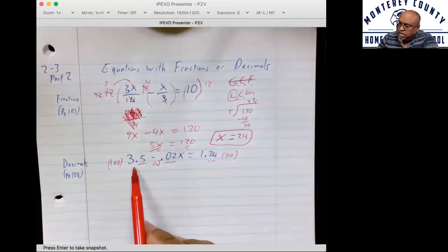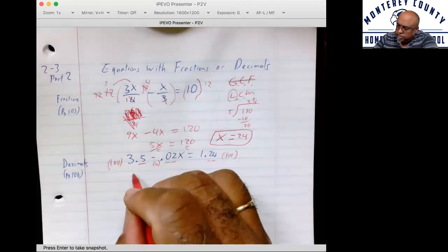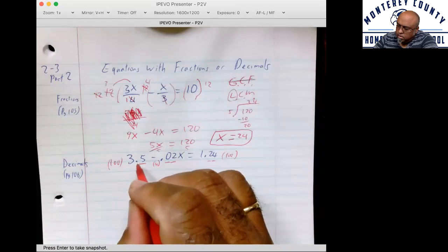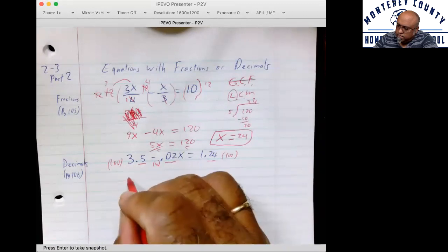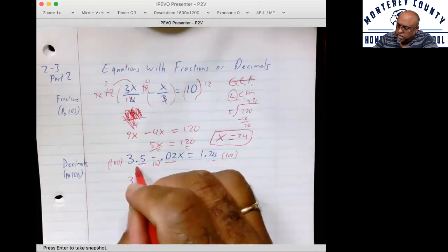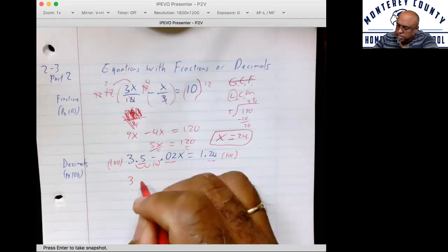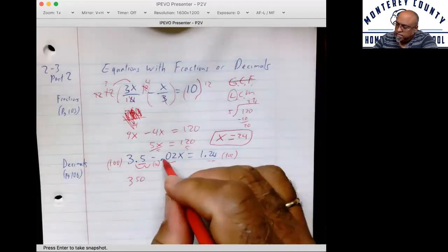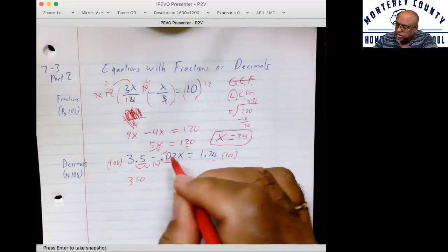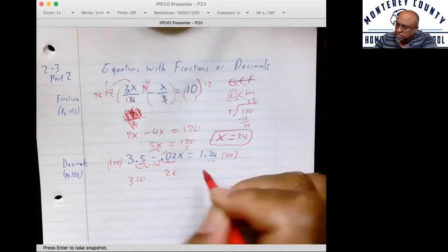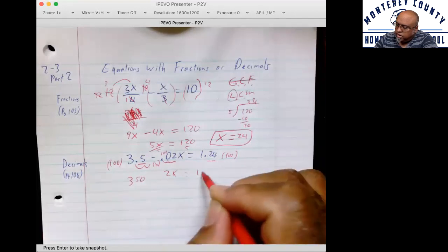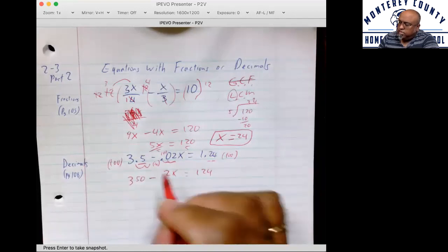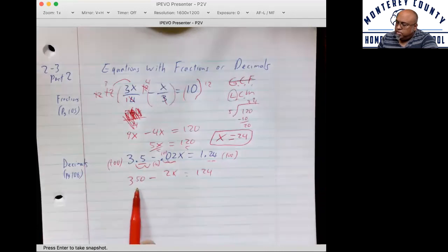So 3.5 times 100. Now remember, when you multiply by 100, you just move your decimal over however many spaces there are zeros. So there's 2 zeros, so I move it over 2 spaces. So I have 350. Then I get 2x. Instead of 1.24, I get 124. So I have 350 minus 2x is equal to 124.